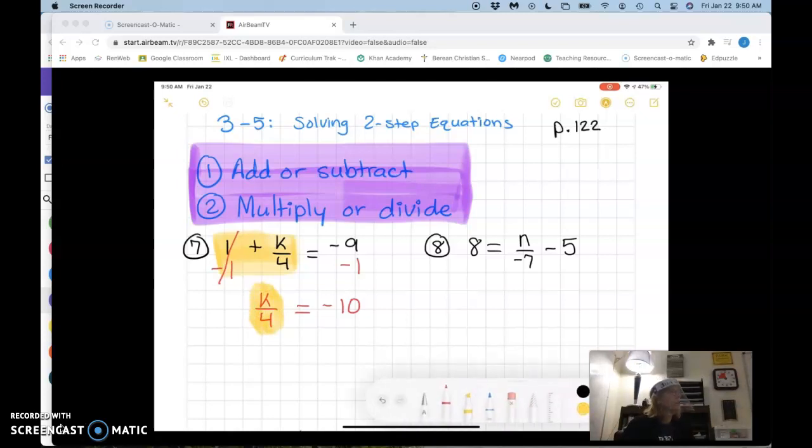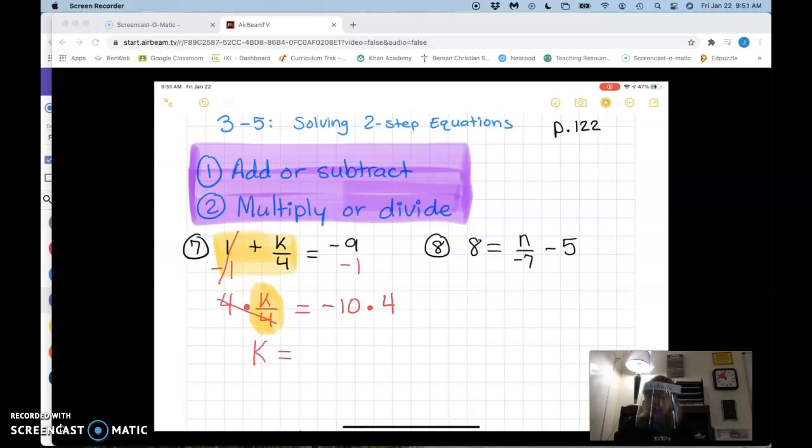What operation? Division. So I'm going to do the opposite, which is multiply by whatever's on the bottom. And whatever you do to one side, you have to do to the other. So the 4's cancel out. And when I say cancel out, I mean they equal 1.